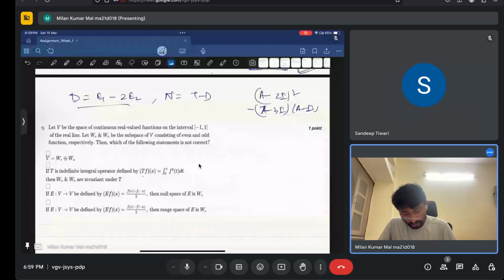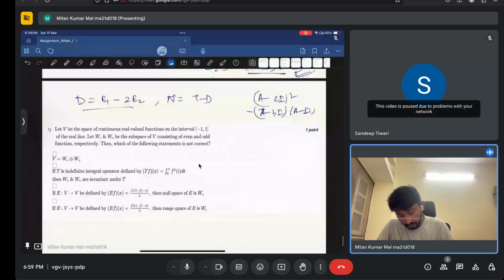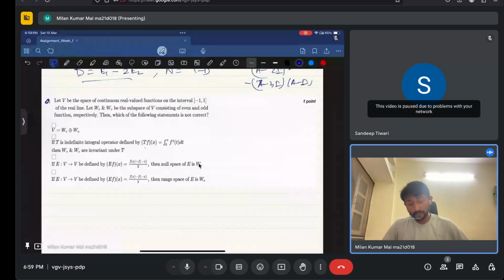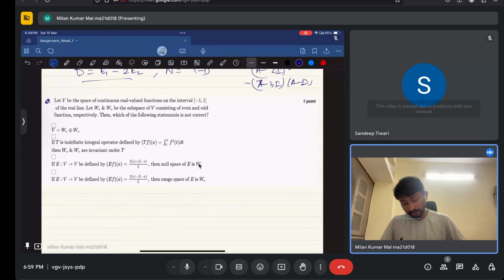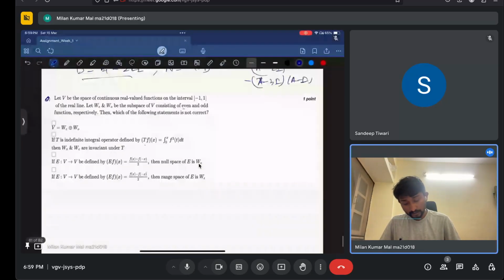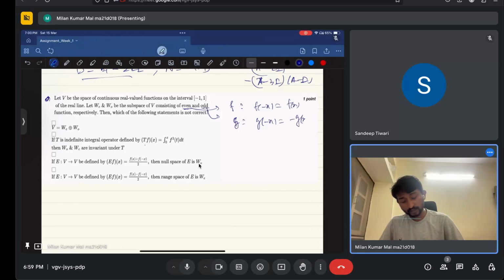Yeah, this is correct. Okay, so this is another problem. What it says: let V be the space of continuous real valued functions on the interval minus 1 to 1, and let W and W naught be the subspaces of V consisting of even and odd functions. So just to know, an even function means a function such that f of minus x is equal to f of x, and an odd function is something such that g of minus x is equal to minus g of x. Okay, so this is the definition of even and odd functions.